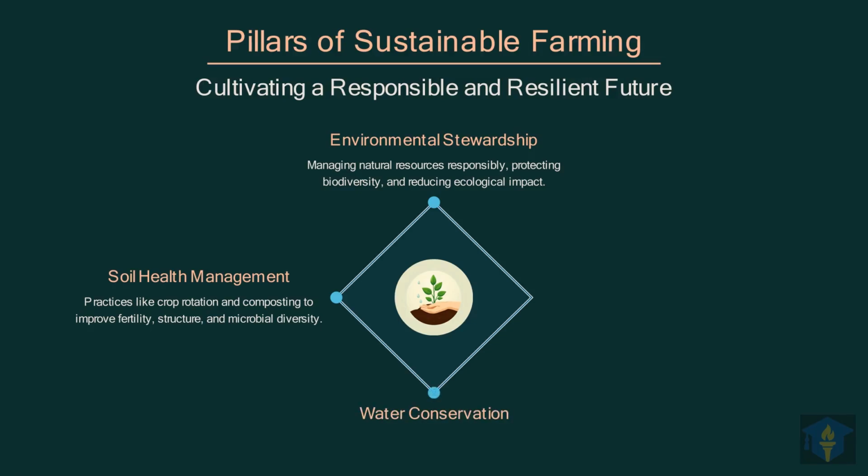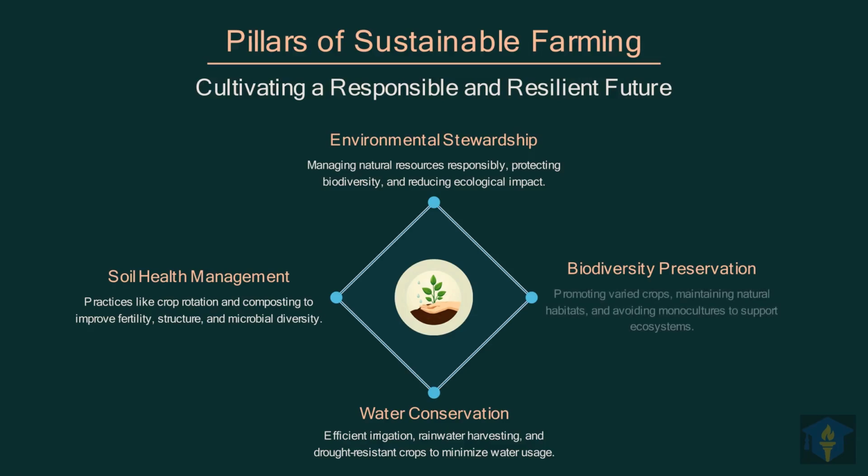Water conservation represents our third essential pillar. This includes efficient irrigation and using drought-resistant crop varieties. Biodiversity preservation completes our four pillars of sustainability. This promotes varied crops and maintains natural habitats for ecosystems.